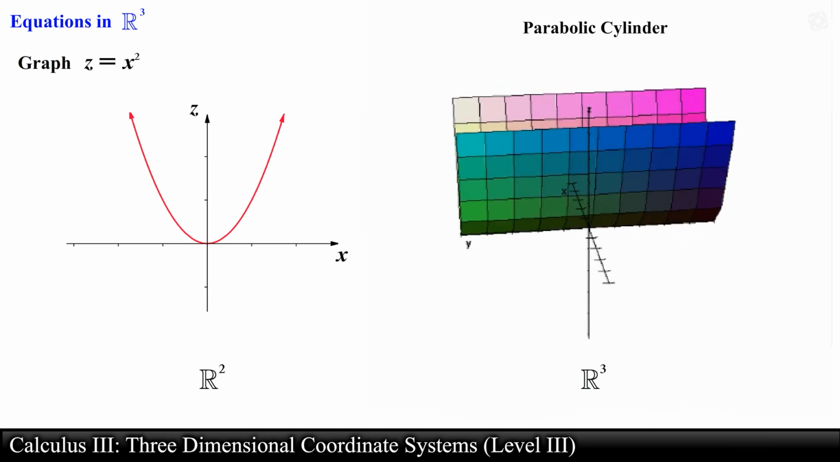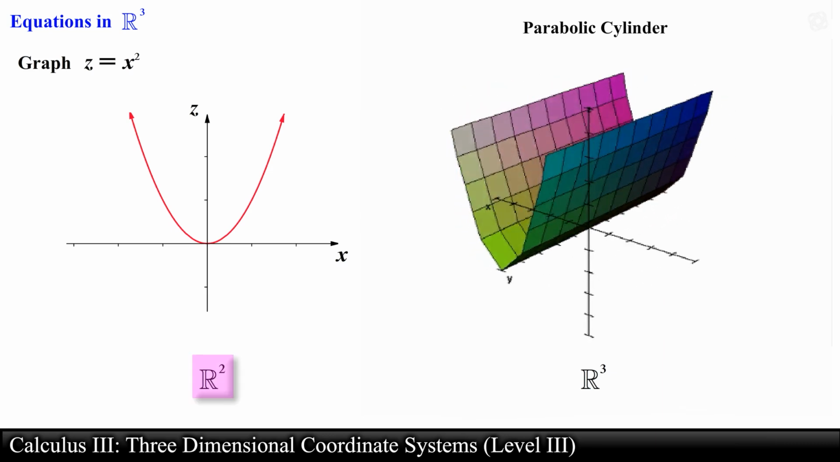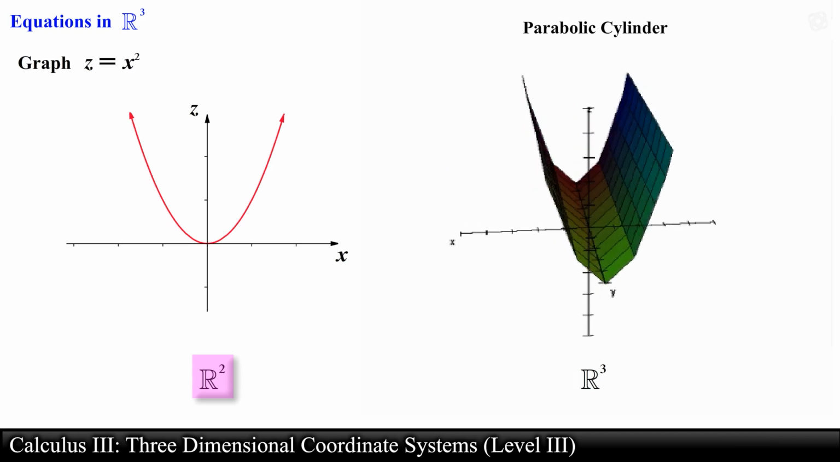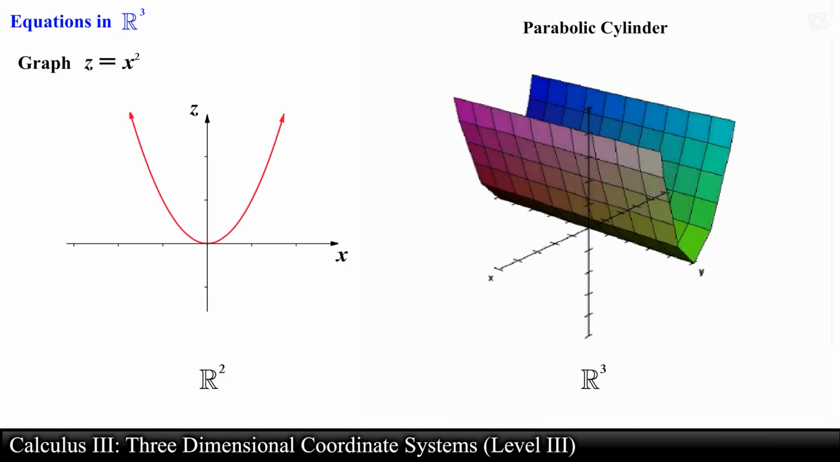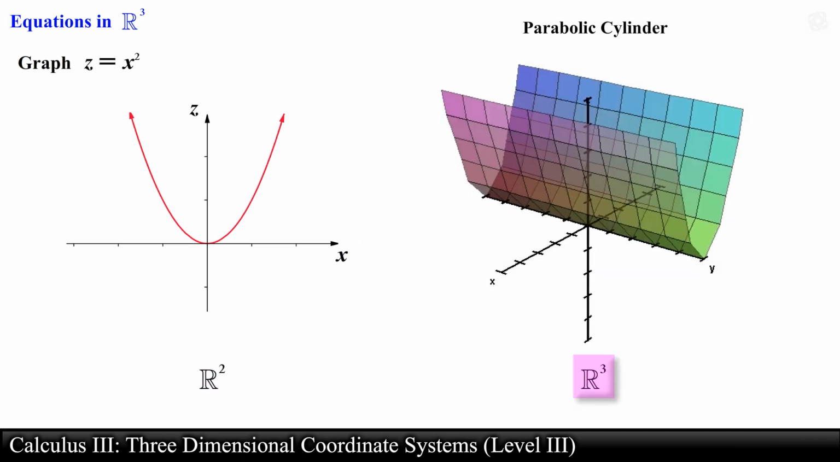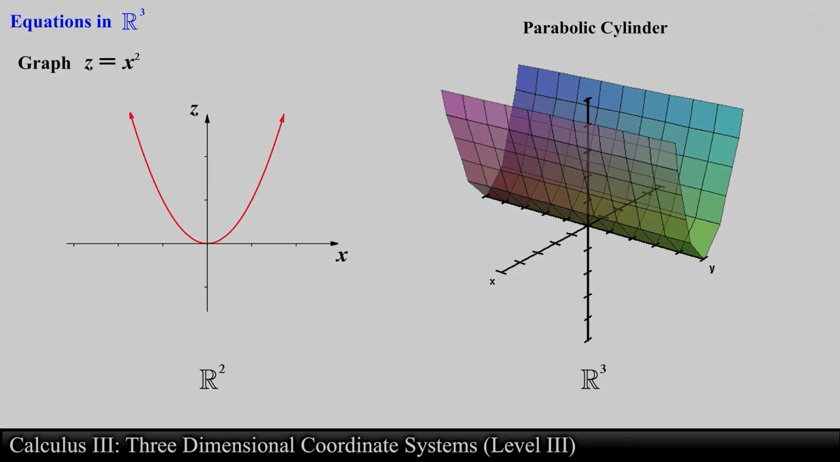For now, keep in mind that equations in R squared are usually represented by curves on a plane, and equations in R cubed are usually represented by a surface, but not always. They can also be represented by curves in space, as we will see in a later video. Alright, in our next video we will start exploring common formulas associated with a three-dimensional coordinate system.